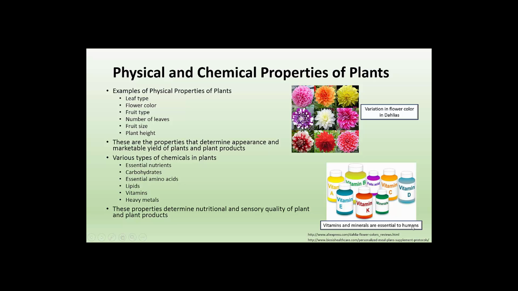Some examples of physical properties of plants are leaf type, flower color, fruit type, number of leaves, fruit size, and plant height. These are the main properties that determine appearance and therefore determine marketable yield of plants and plant products. Some examples of types of chemicals in plants that are generally quality improving are essential nutrients, carbohydrates, essential amino acids, lipids, and vitamins. There are also quality reducing compounds such as heavy metals and oxalates. These properties determine nutritional and sensory quality.